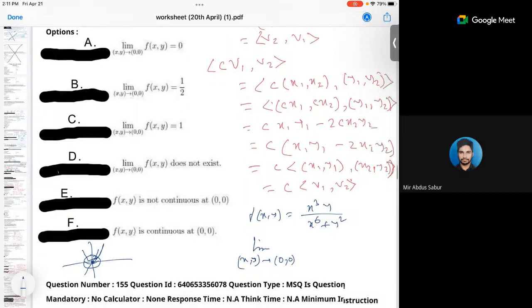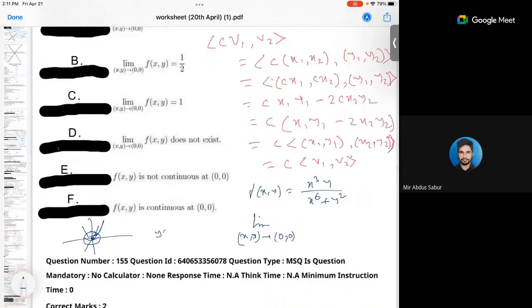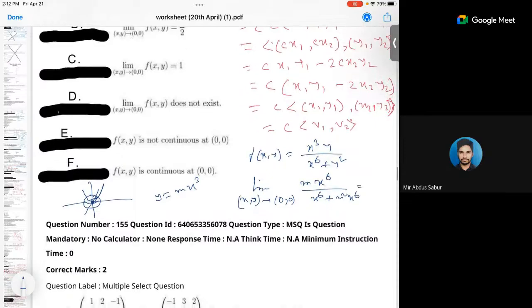So for this case, if we take the curve y equal to m x cube, then you will get the function as m x^6 over x^6 plus m squared x^6. If you cancel x^6, then you will get the limit equal to m by 1 plus m square. So it depends on the slope. So it is path dependent, on which line we are approaching the origin.